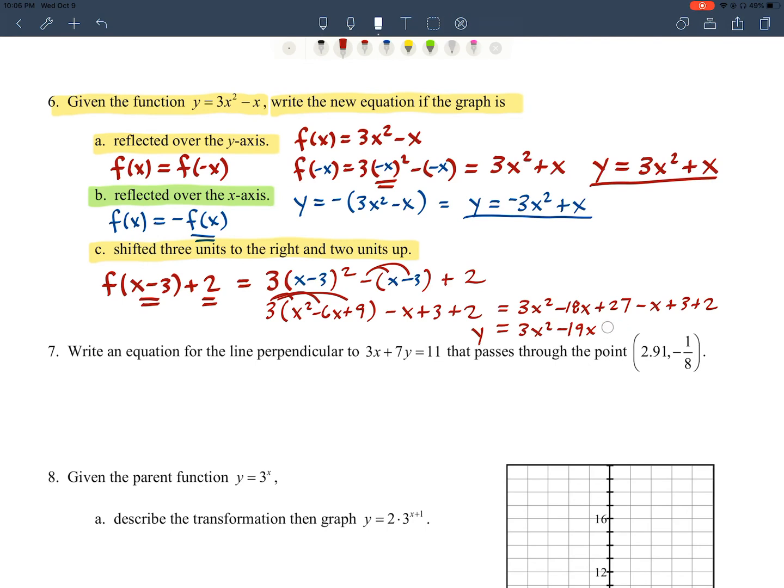So you'll see that. Let me just write that so you can read it. If anybody's just going through and copying down the answers so that it looks like they did it, I want to make sure you at least wrote it down correctly. So we have y equals 3x squared minus 19x plus 32, y equals negative 3x squared plus x for B, and A was y equals 3x squared plus x. Those are the answers for number 6.